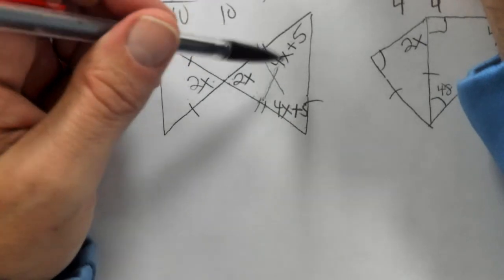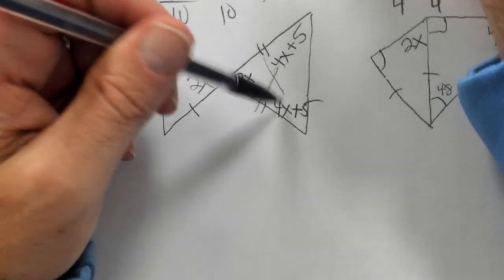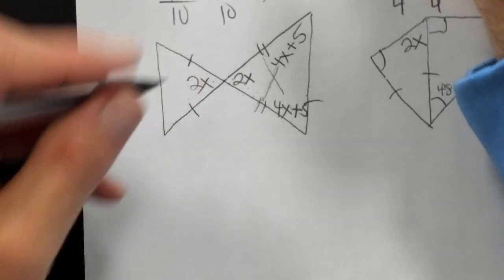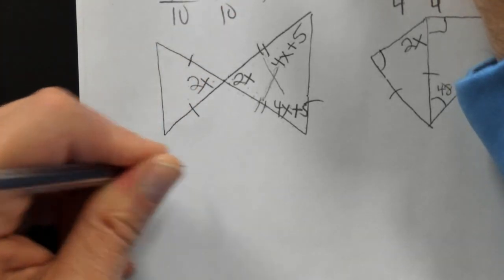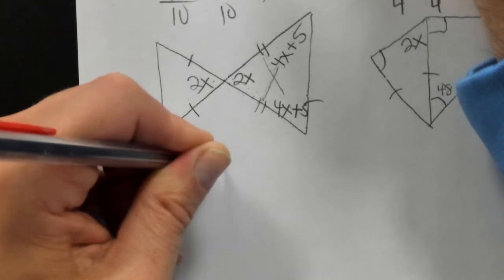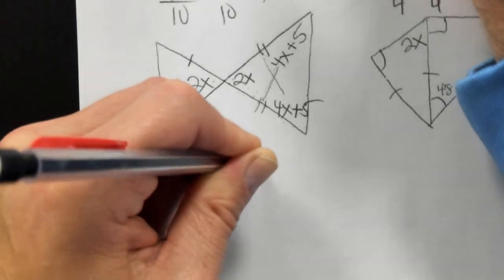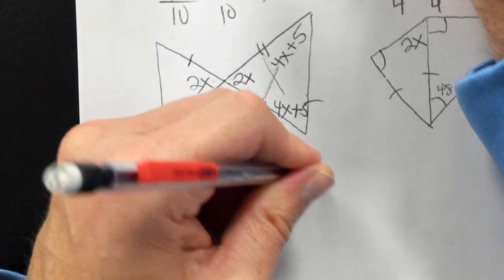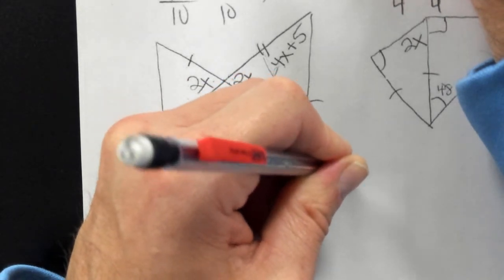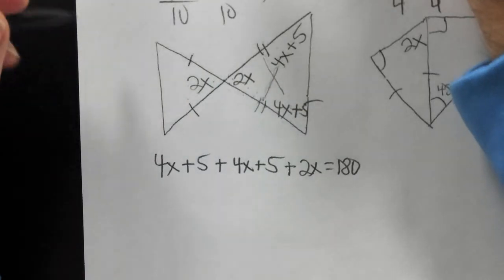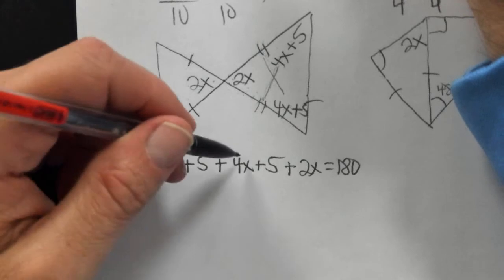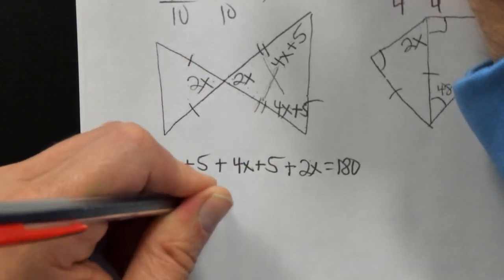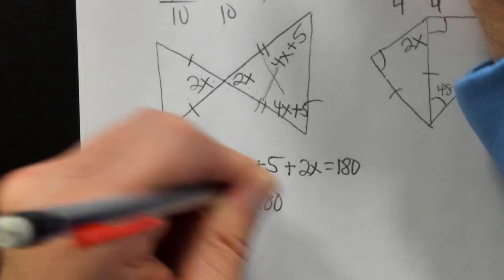All right, so now take a look at what we've got. We've got all 3 angles on the inside of this triangle in terms of x. I can add all of those up to 180, and that's what we're going to do. 4x plus 5 plus 4x plus 5 plus 2x equals 180. All right. I'll add all my x's together. 4x plus 4x plus 2x is 10x. 5 plus 5 makes 10, equals 180.